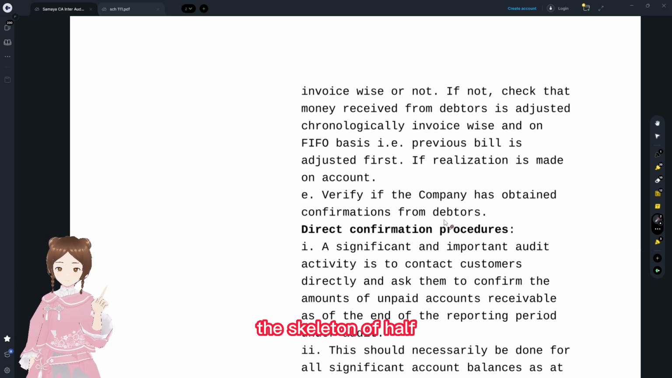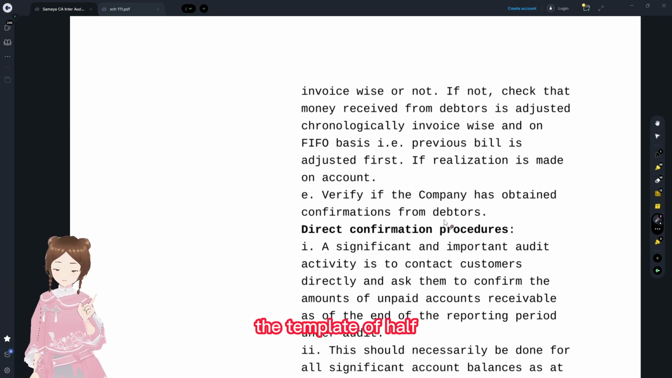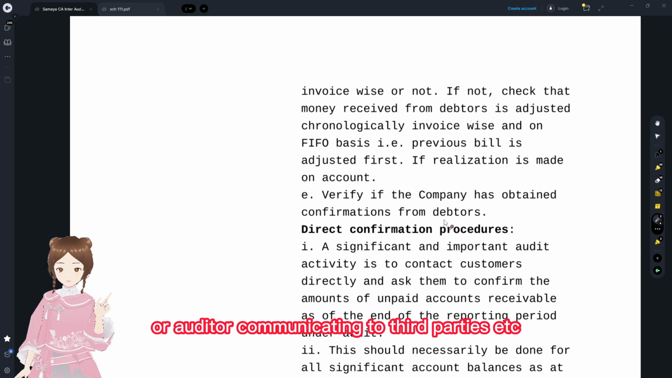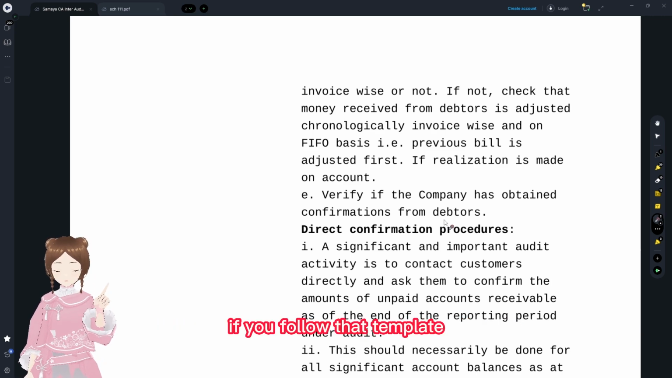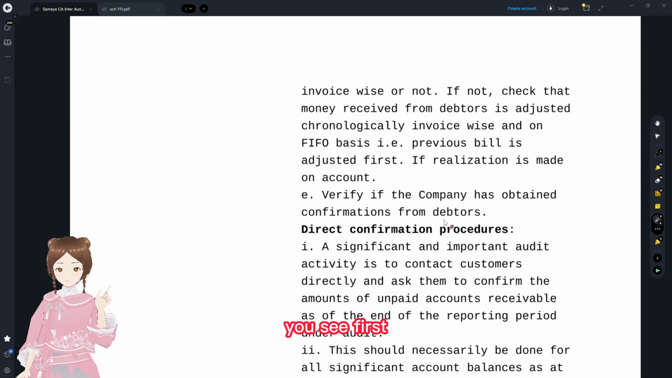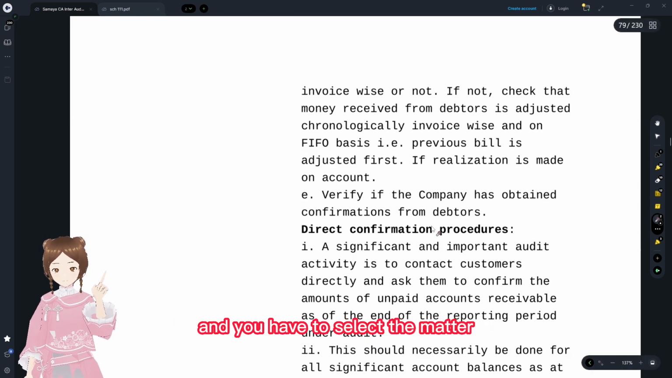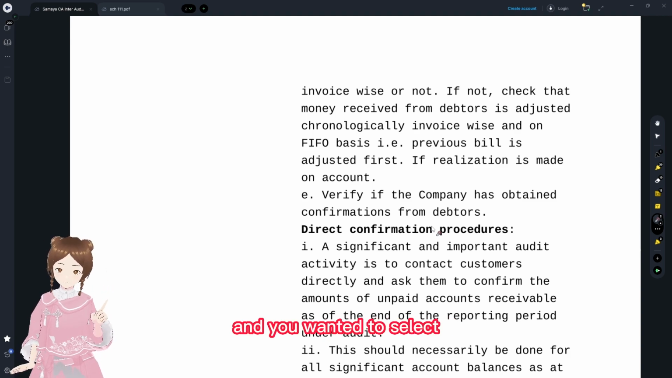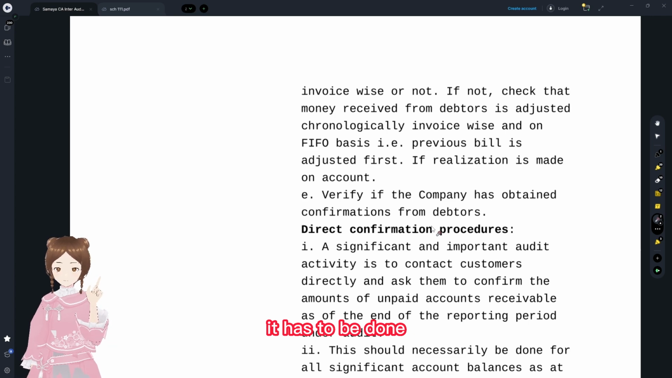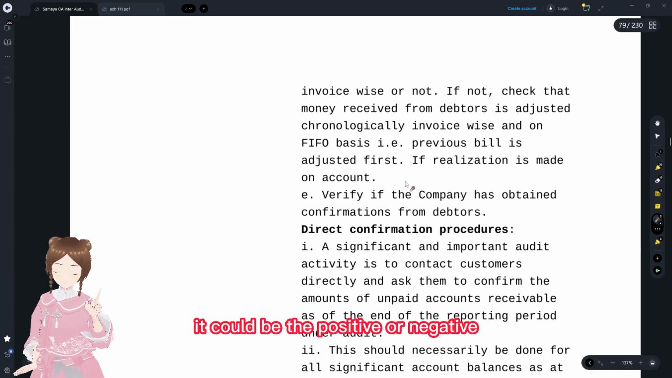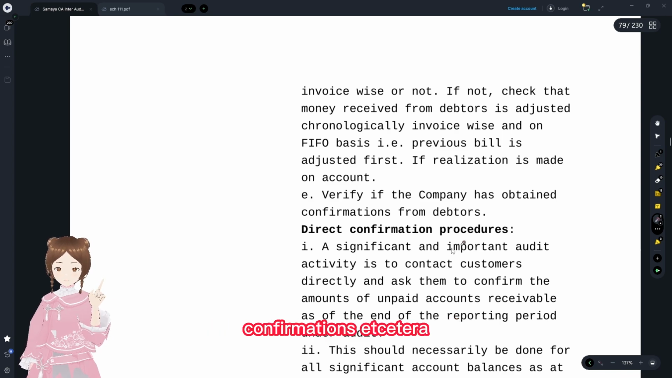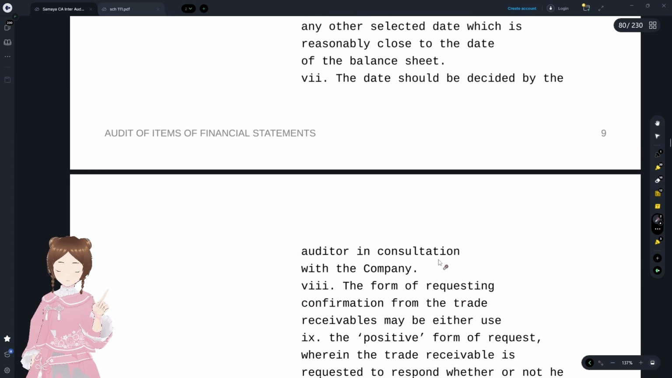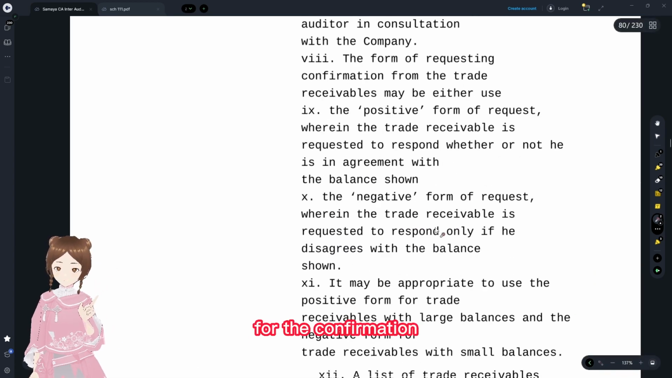If you remember the skeleton, or template, of how any communication is done, with the auditor communicating to the management or to third parties, and you follow that template, it would be more than enough. First you select the party's address, then the matter you want communicated, and in what form it has to be done. For this balance confirmation, it could be either positive or negative confirmation. You have to write that process, or you could go through the keyword kit for the confirmation.